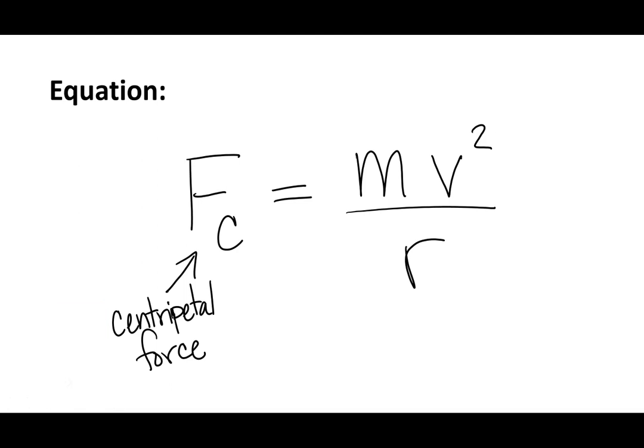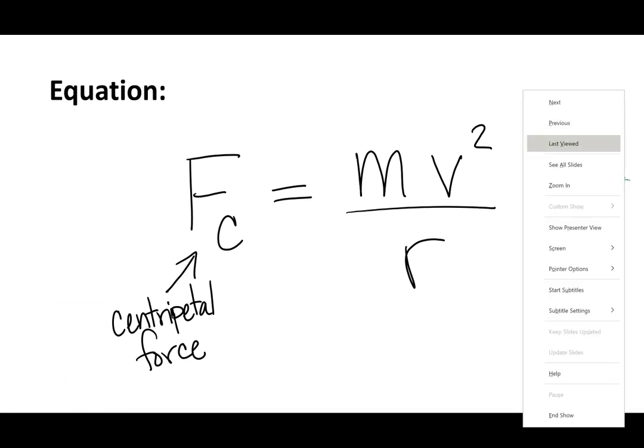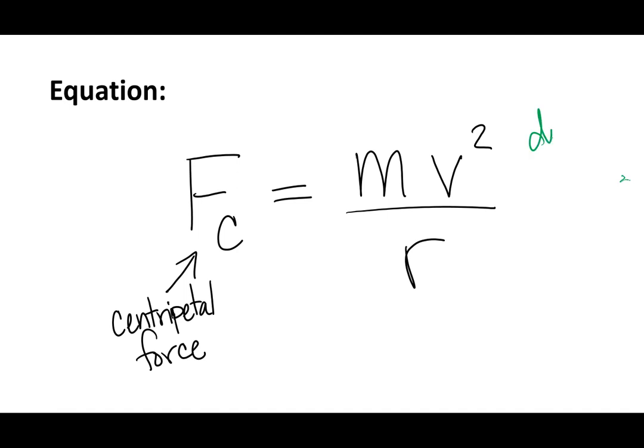So centripetal force is directly related to the mass and velocity. More mass needs more force, more speed needs more force. And then the size of the circle is inversely related. Smaller circles need more force. Larger circles need less force.